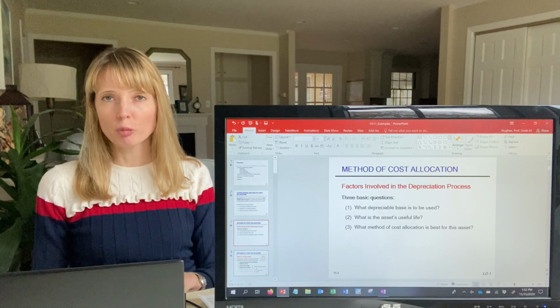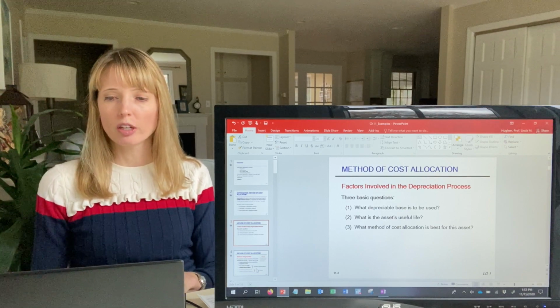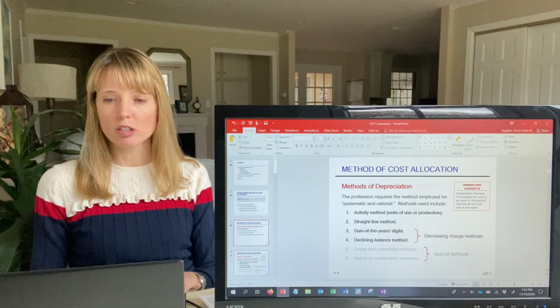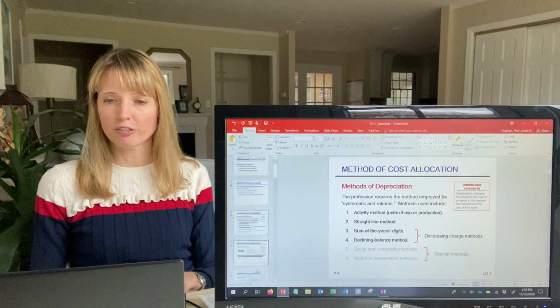In determining depreciation, we need to know the answer to several questions: what depreciable base is to be used, what is the asset's useful life, and which of these following 4 methods is the best method of allocating the cost of the asset over its useful life.